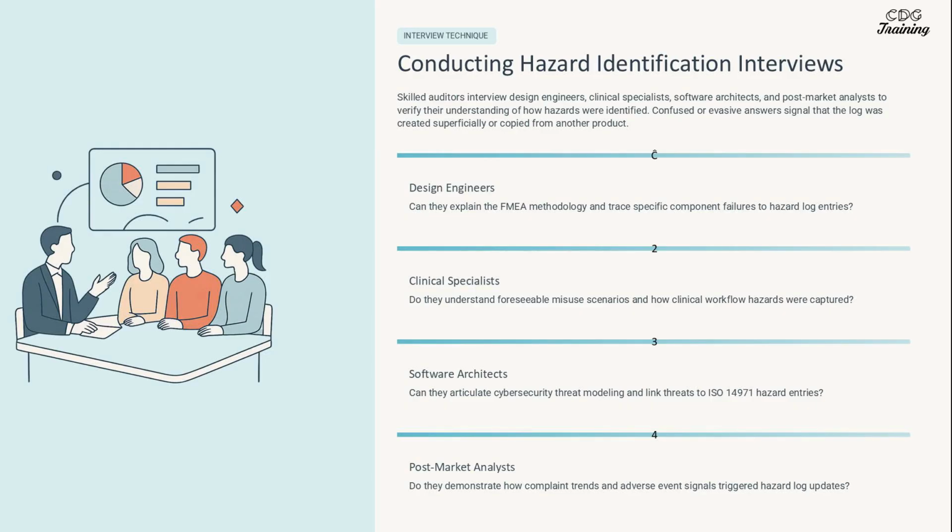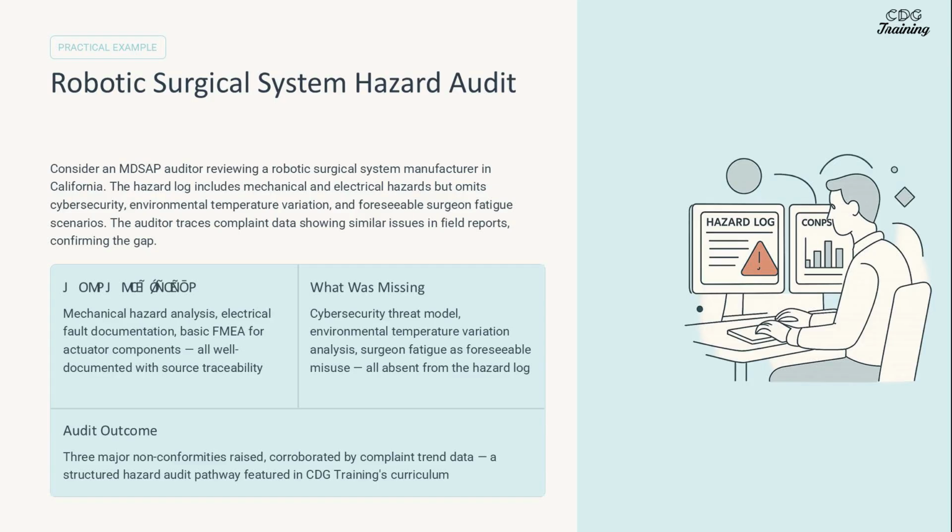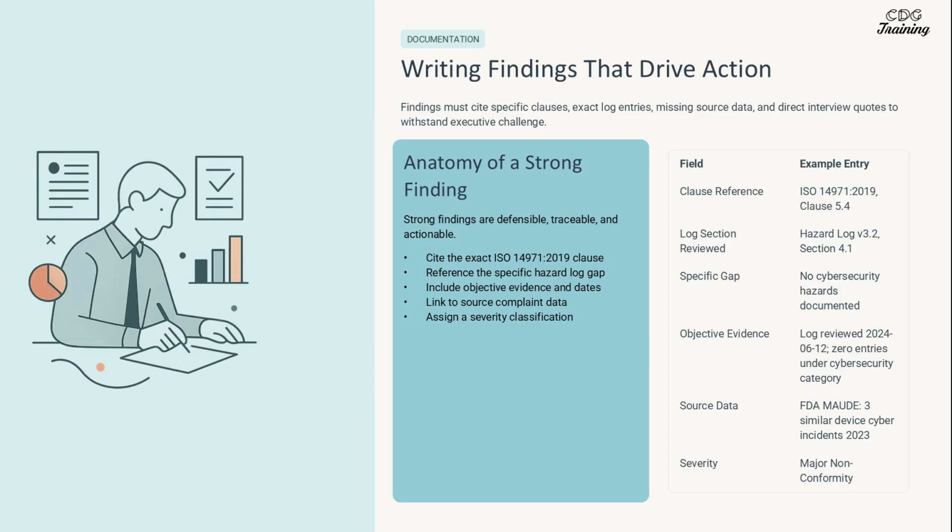Interviews with design engineers, clinical specialists, and software architects are vital for verifying the thoroughness of hazard identification and understanding potential gaps. A case study of a robotic surgical system audit reveals gaps in cybersecurity and foreseeable misuse, highlighting the importance of comprehensive hazard logs. Strong findings are defensible and actionable.